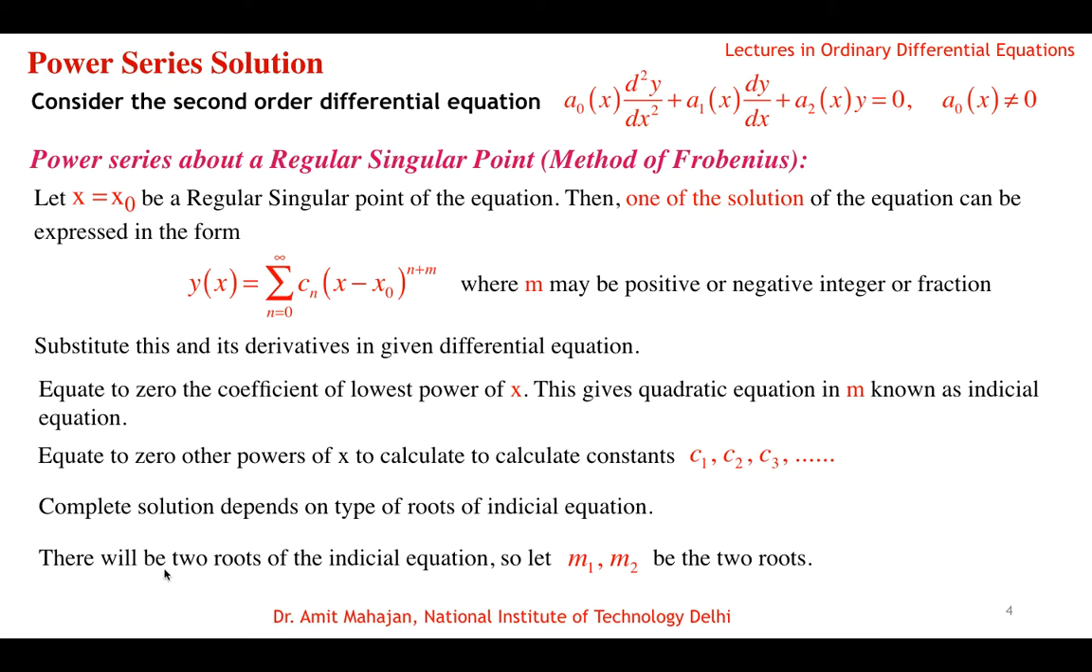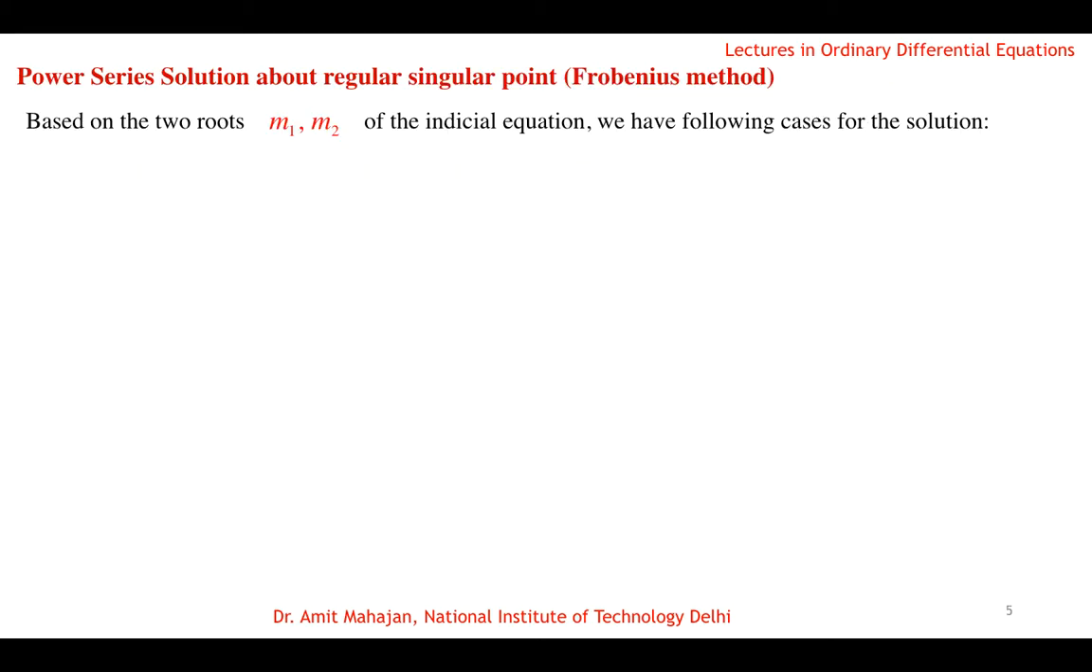So this is what I said, that there will be two roots of the indicial equation. So let m1 and m2 be the two roots. Okay, so this quadratic equation in m, when we solve it, let m is equal to m1 be one root and m is equal to m2 be the second root. So based on this, there are three cases, the three ways in which we can write the solution. Okay, so we'll discuss one by one. So based on the two roots m1 and m2 of the indicial equation, we have the following cases for the solution.